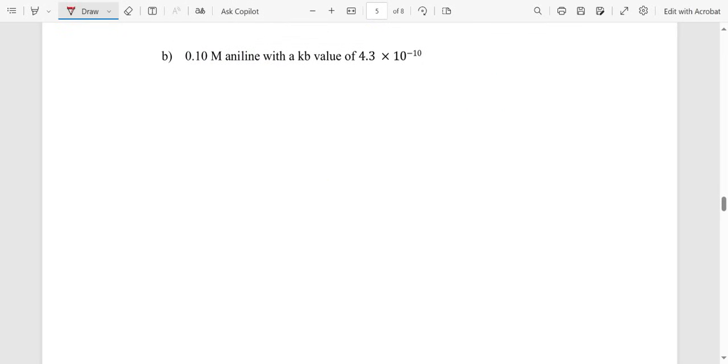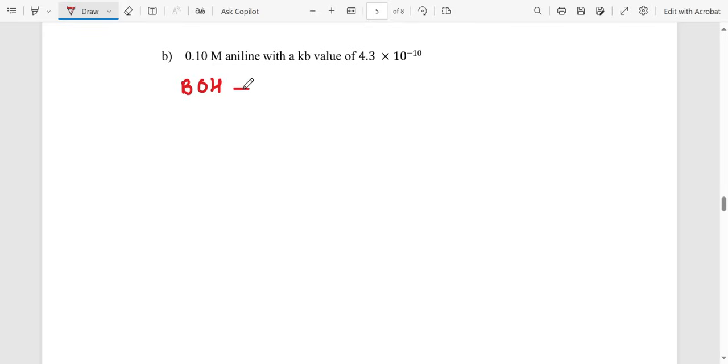B is saying we've been given 0.1 molar aniline with a Kb value of 4.3 times 10 to the power negative 10. Now aniline is a base. Don't worry if you don't know the structure. For an acid, if you don't know the structure, just put HA. For a base, just put B with hydroxide.